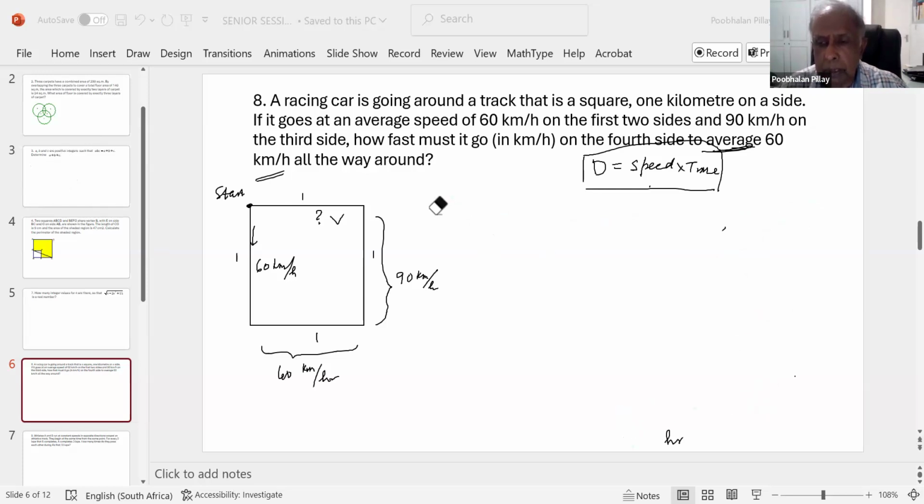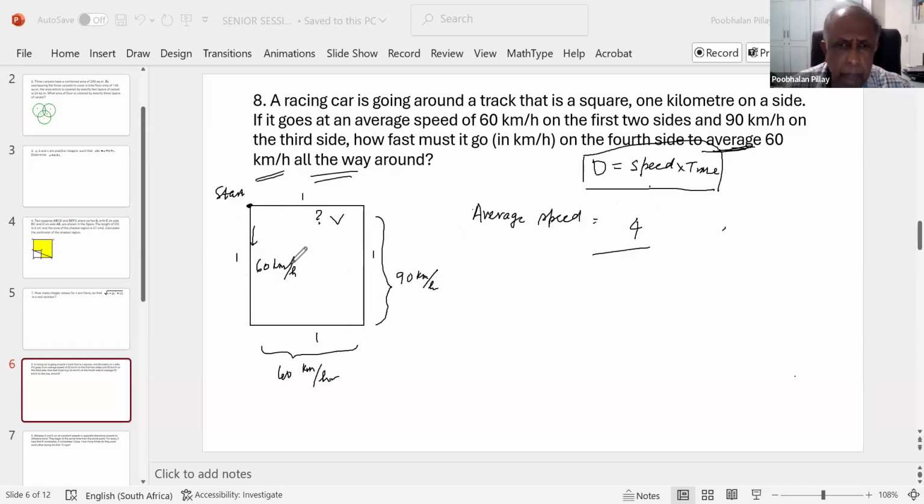So the question says, what is the average speed for the entire way all around? So the average speed will be the total distance you travel all around, which is 4. It says all the way around, right? That's your distance, divided by the time that it takes to travel.